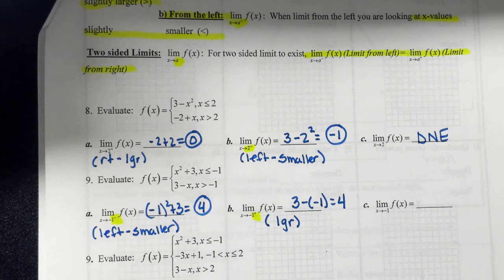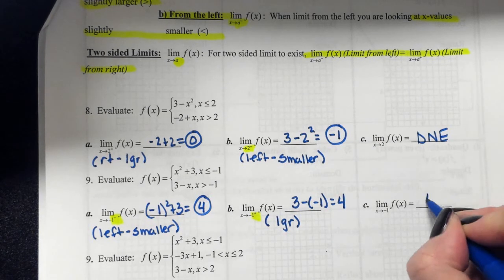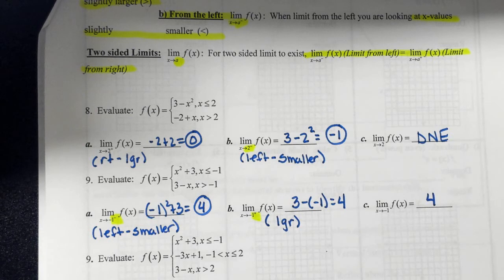So tell me about C then. This is your two-sided limit. Is what's happening on the left the same as what's happening on the right? Yes. So this two-sided limit does exist, so this limit's simply going to be 4. You guys go ahead and try the next one.